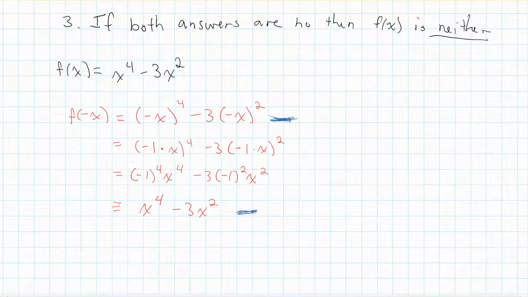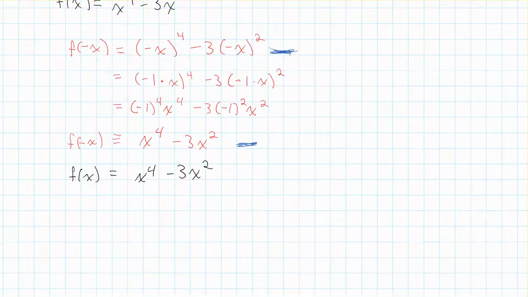Okay, now we've figured out what f at negative x is, and we have to compare this to f at x. Well, I'll just rewrite f at x down here, even though it's at the top. f at x is equal to x to the fourth minus 3x squared. Now, to see if this is even, we have to say, are these exactly the same? And the answer, real quickly, we can see is, yeah, these are exactly the same. So that means I don't have to do anything else, and I know that f at x is even.